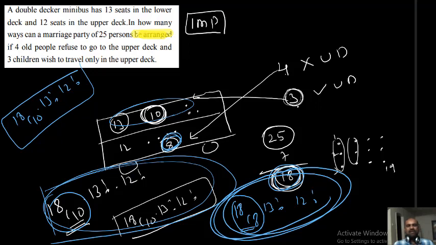After that, the remaining 8 members can sit in the lower deck. Now in the upper deck there are 13 passengers. They can change their places in 13 factorial ways. In the lower deck there are 12 passengers. They can change their places in 12 factorial ways. Therefore, the required number of arrangements is 18C10 into 13 factorial into 12 factorial.